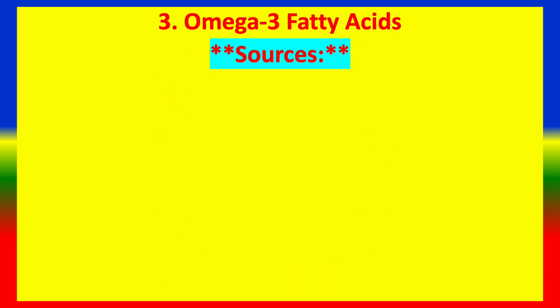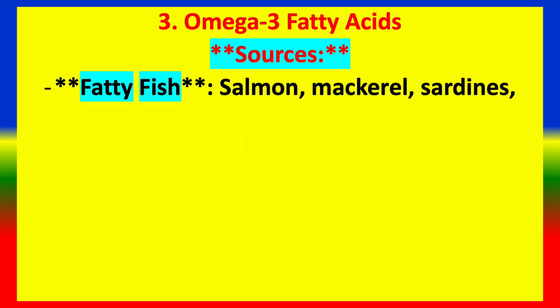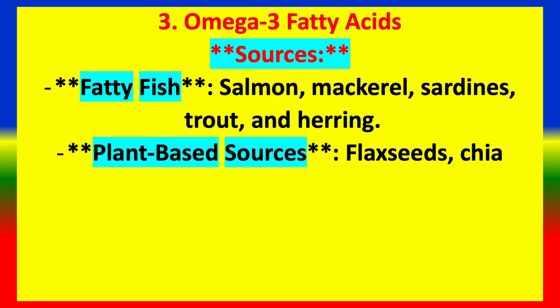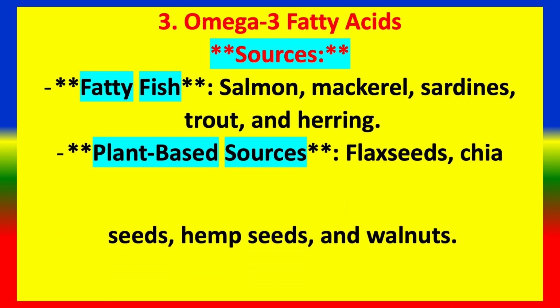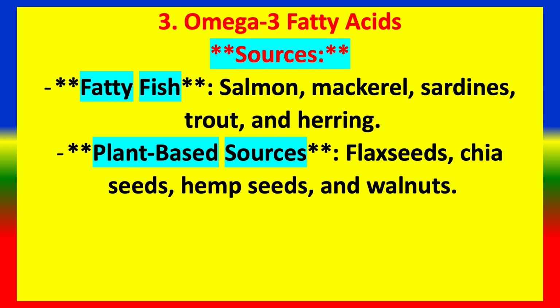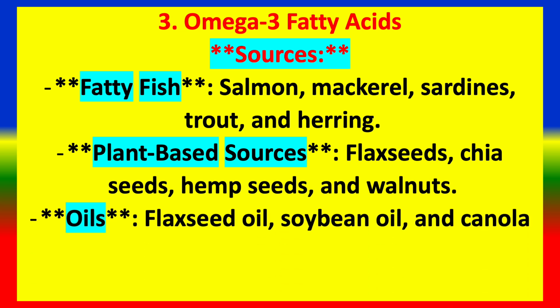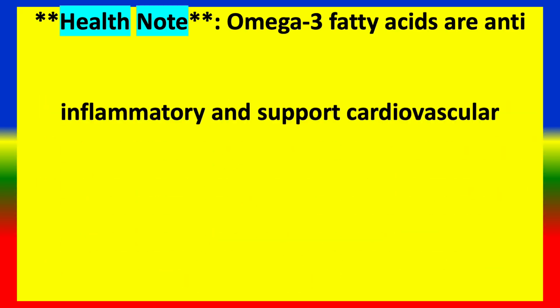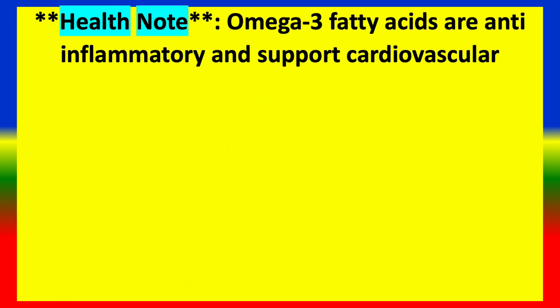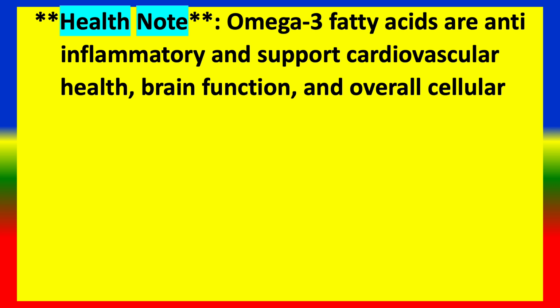3. Omega 3 fatty acids. Sources: fatty fish, salmon, mackerel, sardines, trout, herring. Plant-based sources: flax seeds, chia seeds, hemp seeds, and walnuts. Oils: flaxseed oil, soybean oil, and canola oil. Health note: omega 3 fatty acids are anti-inflammatory and support cardiovascular health, brain function, and overall cellular function.